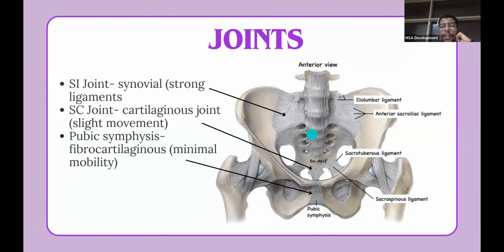And something that is surprising is that the sacroiliac joint is synovial. However, it's a plain synovial joint. I didn't write that here, so make sure to remember that. It's a plain synovial joint.